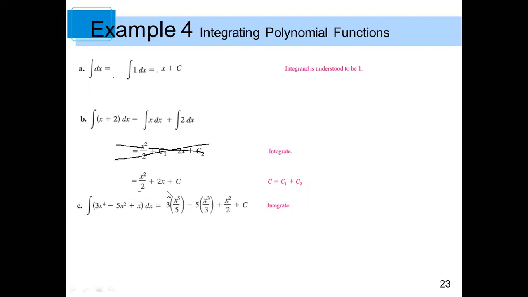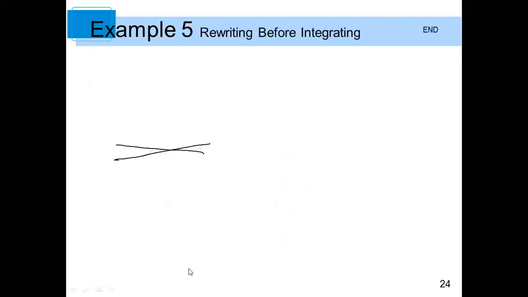Remember, 3x to the fourth, you can think of it as 3 times the antiderivative of x to the fourth, which is x to the fifth over 5. Same thing with the minus 5x squared and with the x. And then that is your answer there. All right.